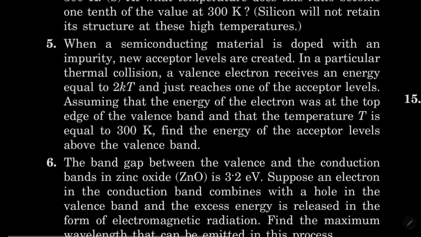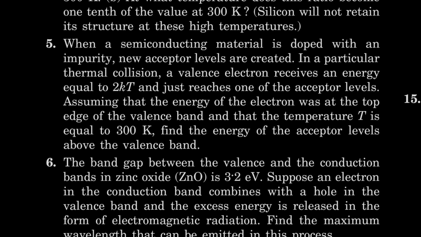In question 5, when a semiconducting material is doped with an impurity, new acceptor levels are created. In a particular thermal collision, a valence electron receives an energy equal to 2 kT and just reaches one of the acceptor levels. Assuming that the energy of the electron was at the top edge of the valence band and that the temperature T is equal to 300 Kelvin, find the energy of the acceptor level above the valence band.